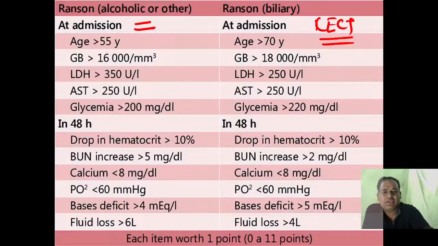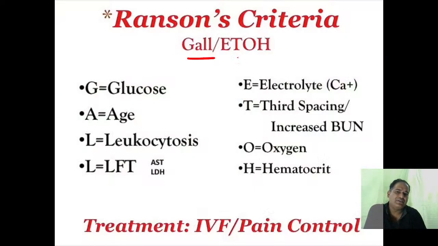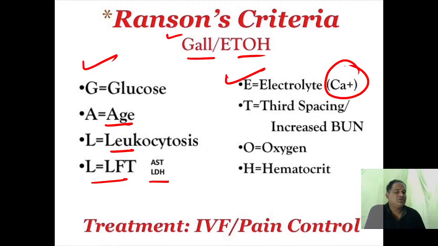Complication. I forgot to mention these. So, Ranson criteria is different for alcoholic and for biliary pancreatitis. Fine. Ranson criteria. I don't want to go into too much detail, fine. But just in case you want to remember, just remember this much, that this is all what we measure: glucose, age of the patient, whether the leukocytosis is present. We measure the liver function test, calcium levels, super necessary, third space loss. That means how much of the fluid is lost. How much IV fluid do we need to give?